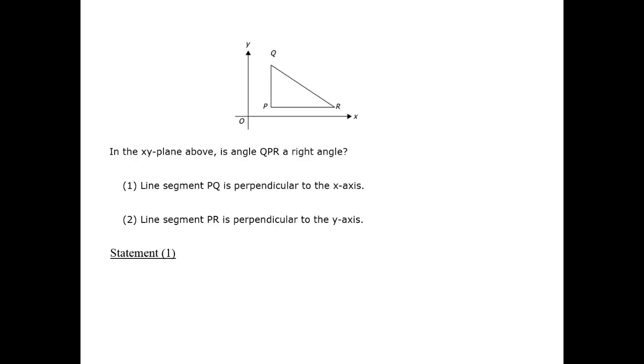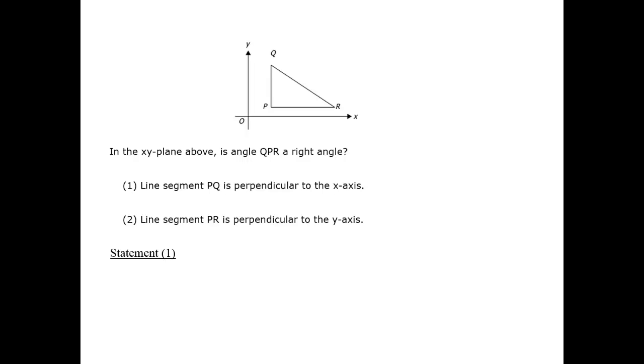As you may have guessed, we'll start with statement 1 first and evaluate the statements separately first. Statement 1 gives a good piece of information. It's saying that the vertical line of the triangle is parallel to the y-axis, as it appears to be.